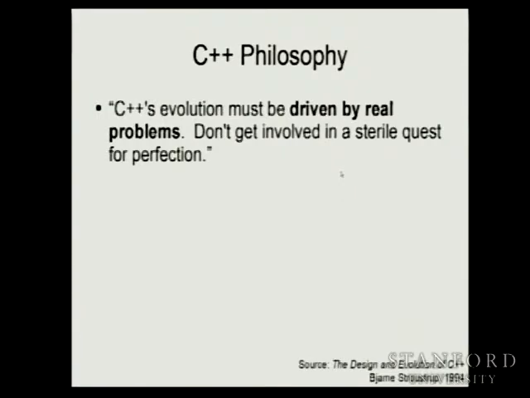C++'s evolution should be driven by real problems, and you don't want to get down in a quest for perfection. Basically, this language is designed to solve real problems that real programmers like you are going to run into, and not necessarily the best way. It tries to do a good job. It's not intended to be perfect. There are some sloppy edges, but it works. And because it is driven by real problems and real design issues, you can solve real problems with it. If you think that's a good thing in a language, I personally do. I think it's good to have a language that can solve problems. Then C++ is a good choice.